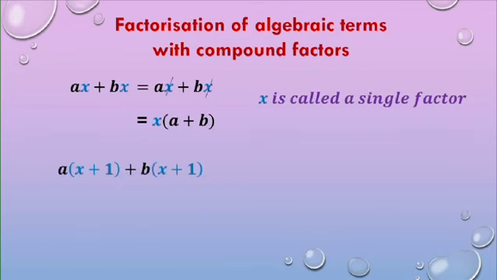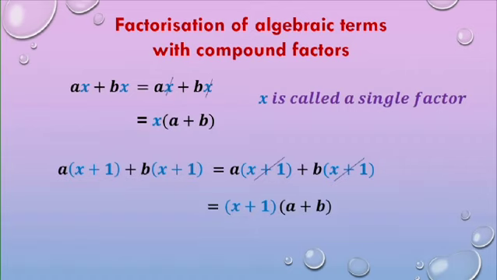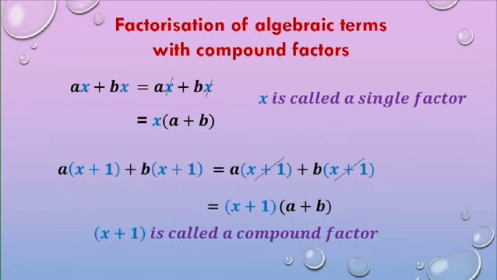Now have a look at this algebraic expression. a into x plus 1 plus b into x plus 1. As you can see here, the common factor is x plus 1 within brackets. So when factorizing, first you're going to write x plus 1 in brackets, followed by a plus b. So the factorization of a into x plus 1 plus b into x plus 1 is x plus 1 into a plus b. This x plus 1 is called a compound factor.